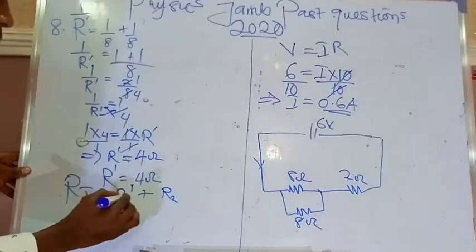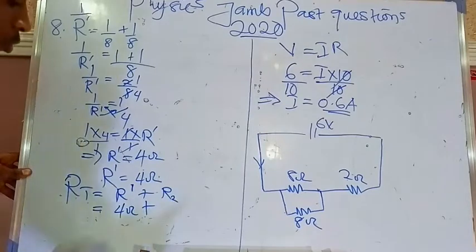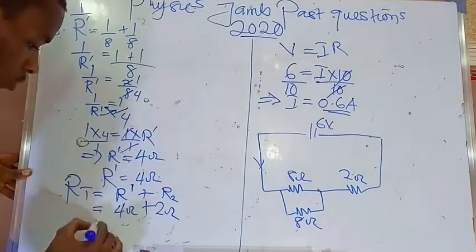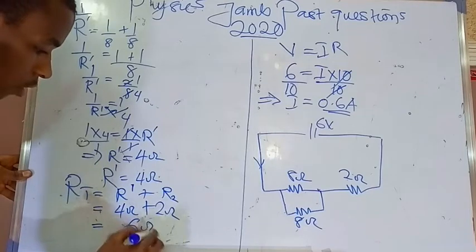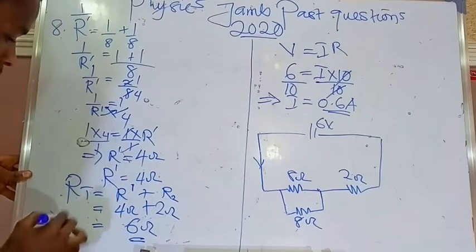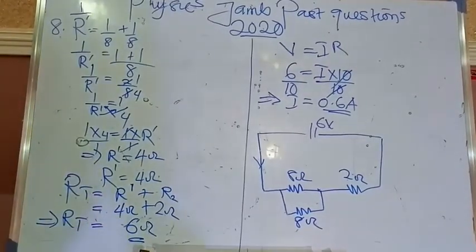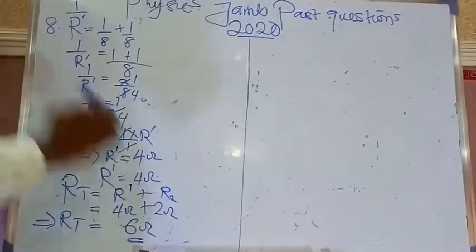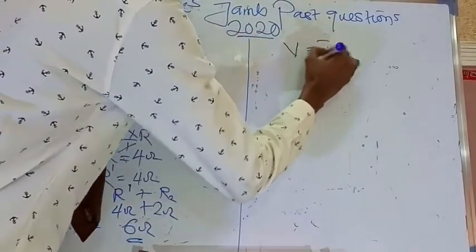So this will be our R prime, which is 4 ohms, plus this R2, which is 2 ohms. So this will give us a sum of 6 ohm. This implies that our total resistance is 6 ohm. So from Ohm's law, V is equal to IR.